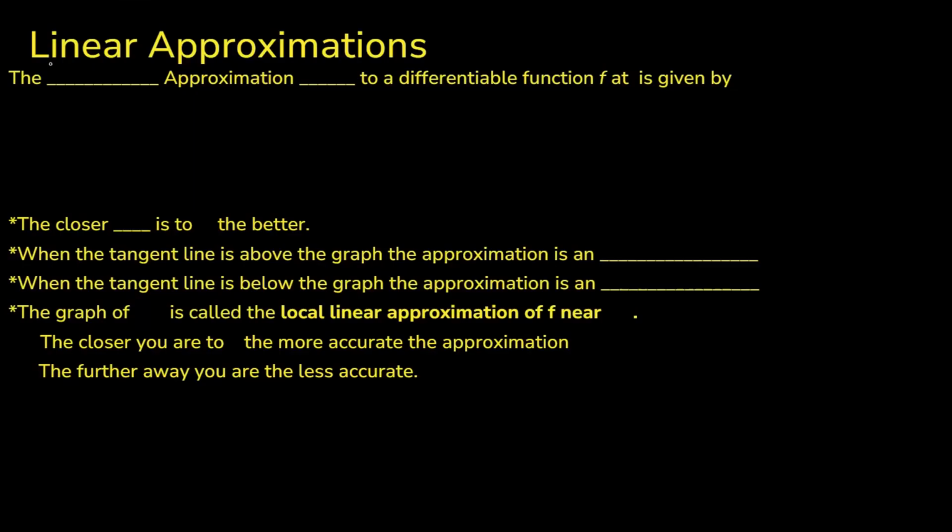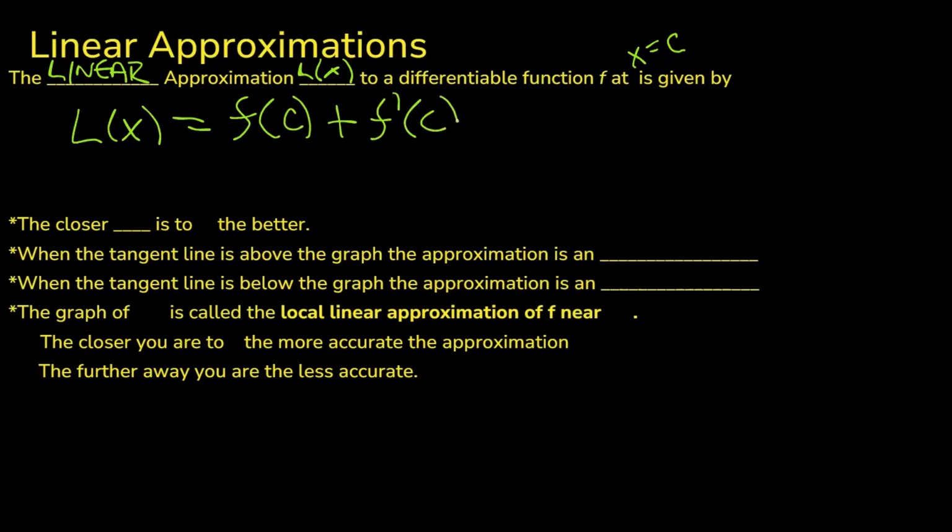Now, a couple more things. The linear approximation, we'll call it L of x, to a differentiable function f at x equals c is given by the following function. L of x equals f of c plus f prime of c times x minus c, where c is the point of tangency. The closer the x value is that we want to approximate to the c value, the point of tangency, the better.